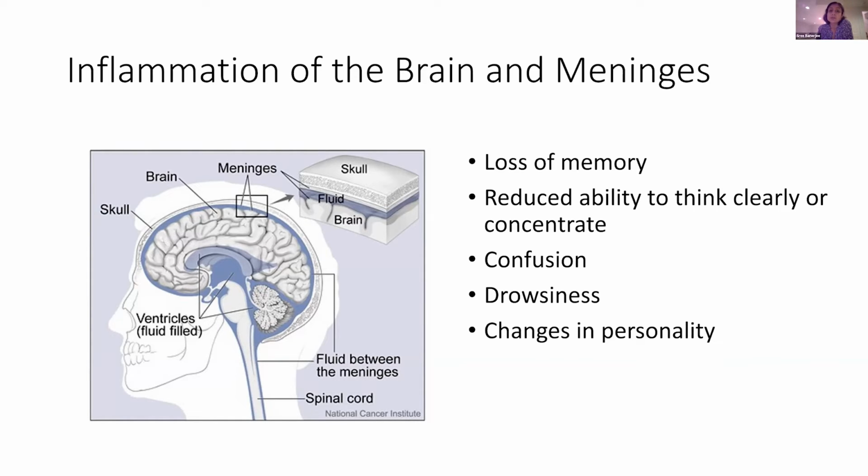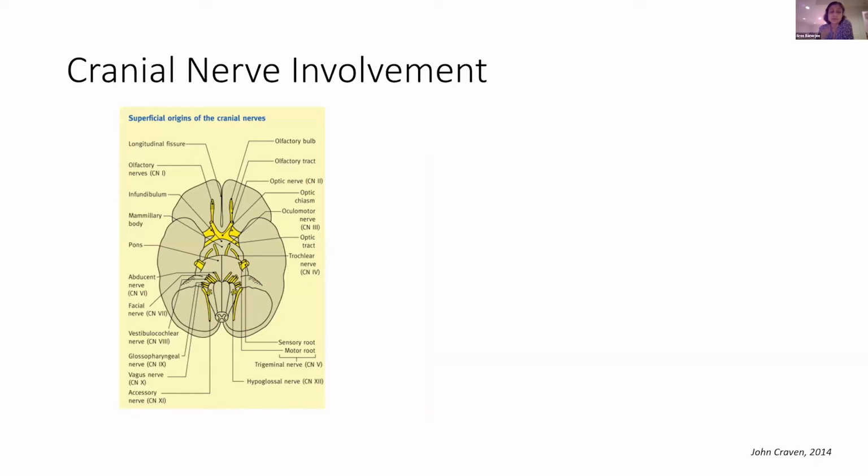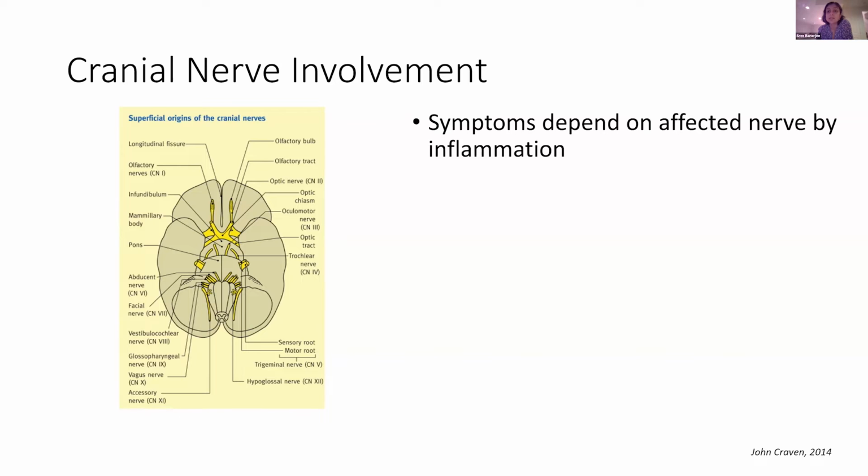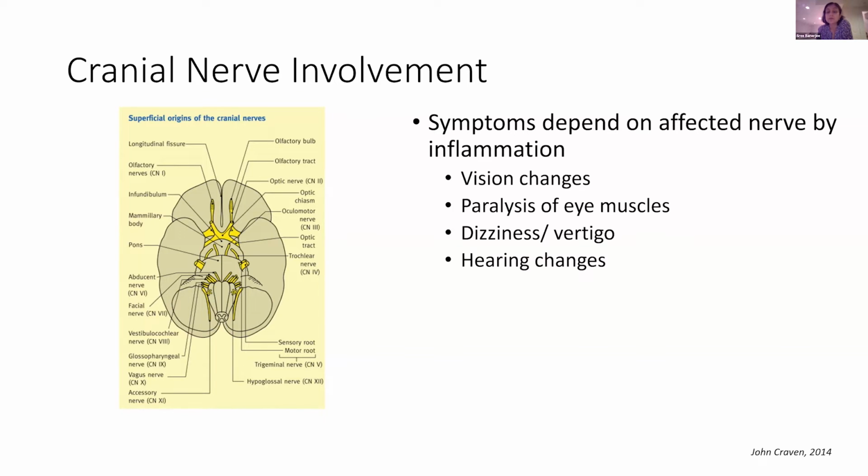Now we're going to talk about another way by which the brain can be involved, which is cranial nerve inflammation, or cranial nerve involvement. There are 12 cranial nerves, cranial nerve 1 through 12, which originate in different parts of the brain as shown in this diagram. Depending on which cranial nerve is involved, the symptoms will vary. For example, if there is inflammation of the optic nerve, which is the second cranial nerve, and this nerve we need for vision, there could be vision changes.